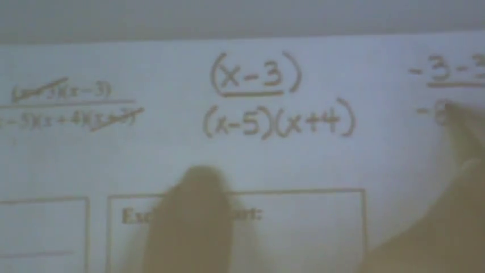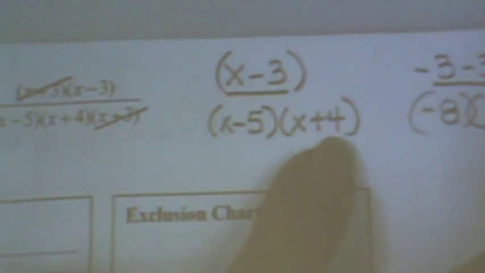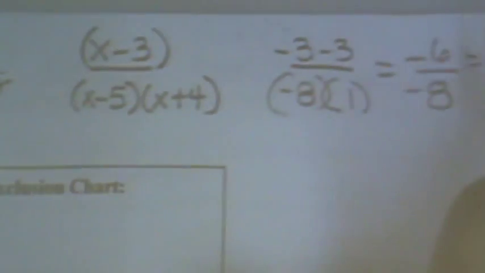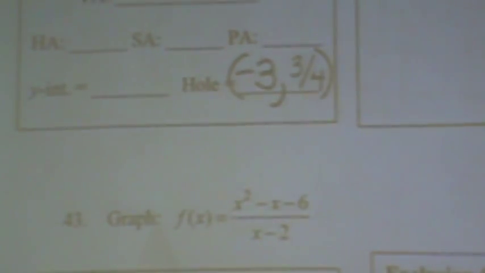You're going to plug -3 here, here, and here. So what's -3 minus 3 over -3 minus 5, which is -8, times -3 plus 4, which is 1. So it's -6 over -8, which is 3/4. So you have a hole at -3, 3/4. So when you graph this one, you're going to put an open circle, a break at -3, 3/4. Okay?